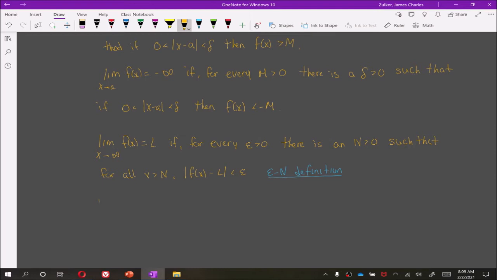Finally, the limit as x approaches negative infinity of f of x is equal to L if for every epsilon greater than 0 there is an n less than 0 such that for all x less than n, the absolute value of f of x minus L is less than epsilon.